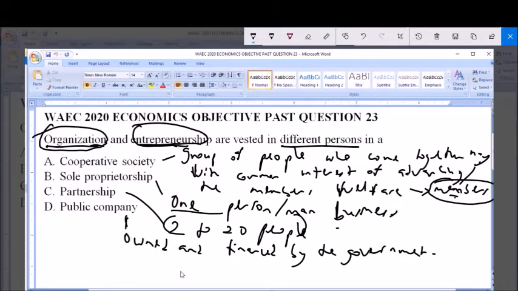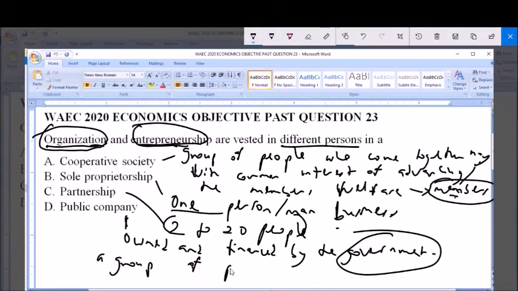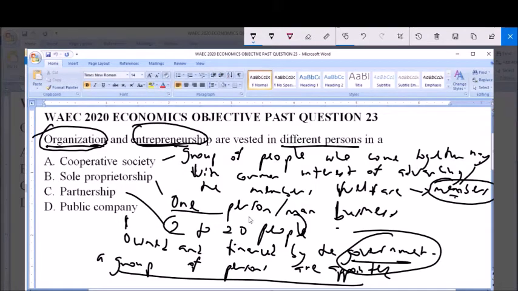However, in a public company, it is owned by the government, but in terms of the entrepreneurship or the management, a group of persons are appointed. A group of persons are appointed for the management. So it is not the same as the government, who owns or who is responsible for the organization of the business. So option D, public company, is the correct answer to this question.